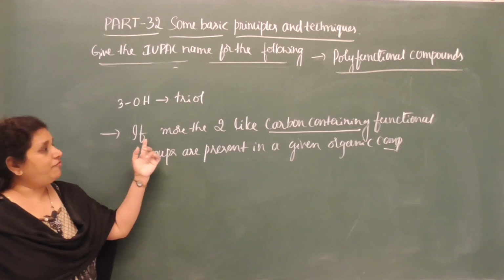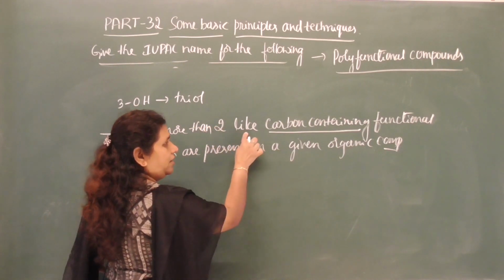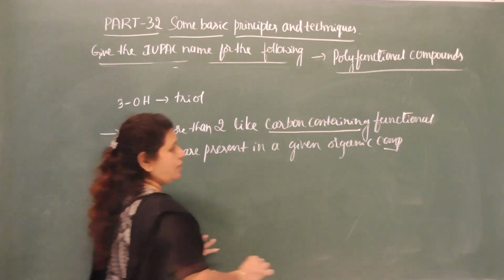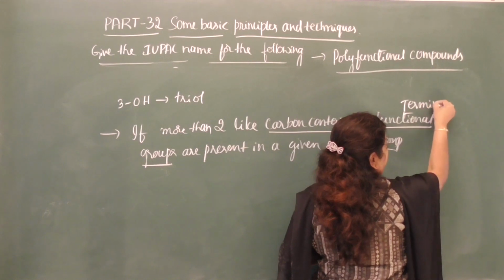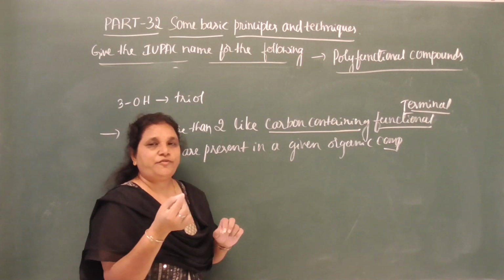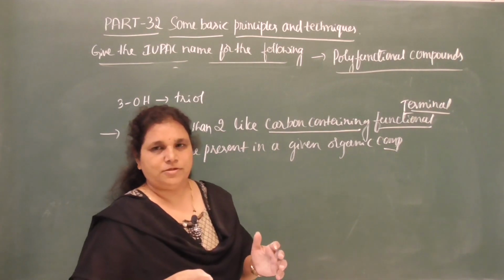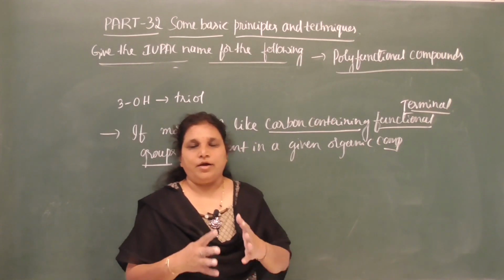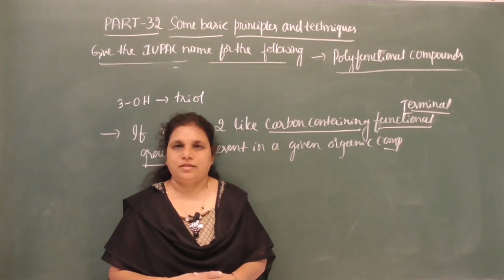And remember, if more than two like carbon containing functional groups are present, and those functional groups are terminal functional groups, remember this also, then we need to follow one simple rule while naming those organic compounds. So let me make this rule simple. Suppose in the given organic compound there are more than two functional groups.